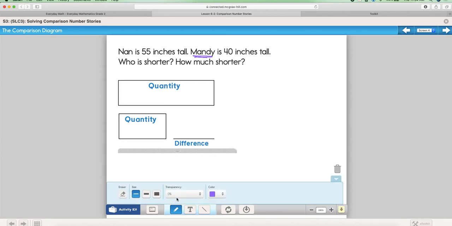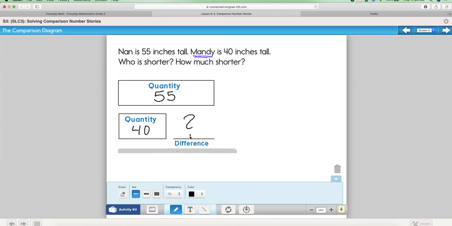Mandy is the shorter one. Now, we have to figure out how much shorter Mandy is than Nan. So, let me fill out our quantity difference diagram here. Remember, the biggest quantity box goes for the biggest number that's in our word problem. What is the biggest number in our word problem, Zayden? It's 55. Thank you. And what is then the smallest one, Zayden? 40. And now we need to figure out what is the difference between 55 and 40.